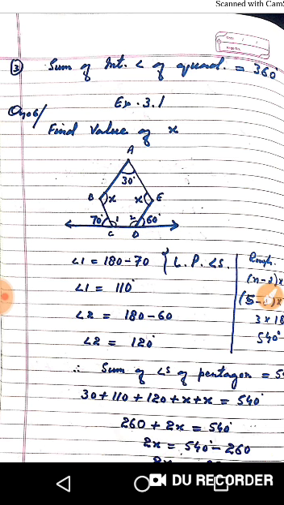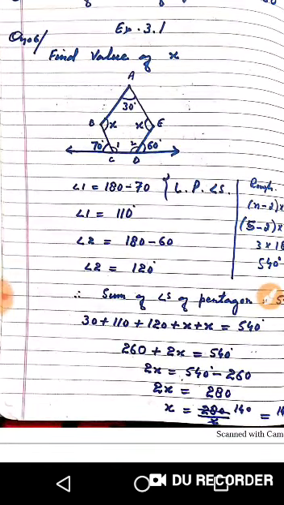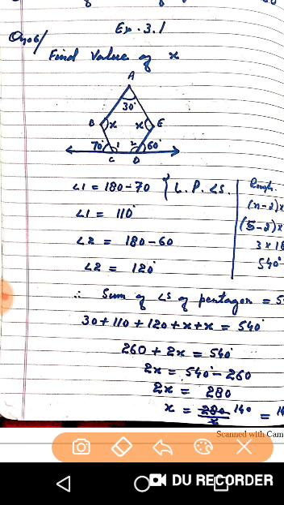Now look, the first question of exercise 3.1 is: find the value of x. It is actually question number 6 of exercise 3.1, and it says there is a figure A, B, C, D, E, which has how many sides? 1, 2, 3, 4, 5. So it's a pentagon, and angle A and the external angles 70 and 60 are given, and we are told to find the value of x.